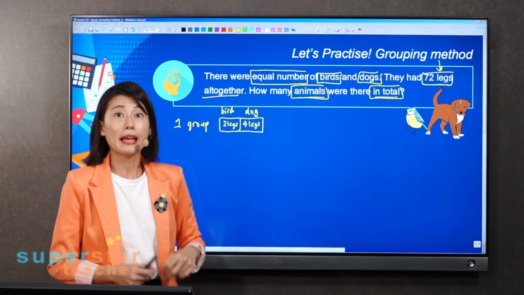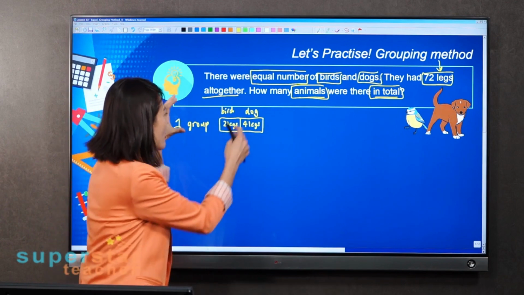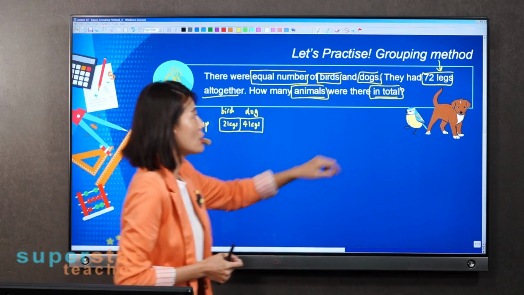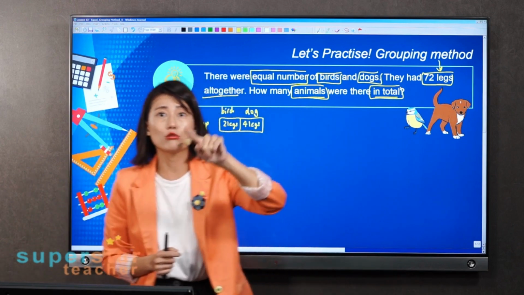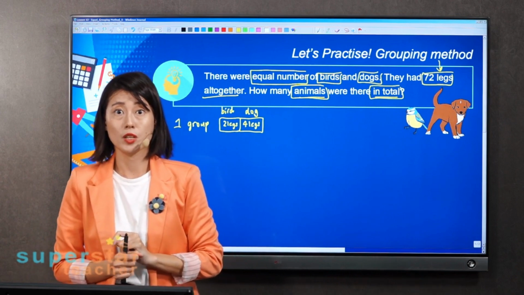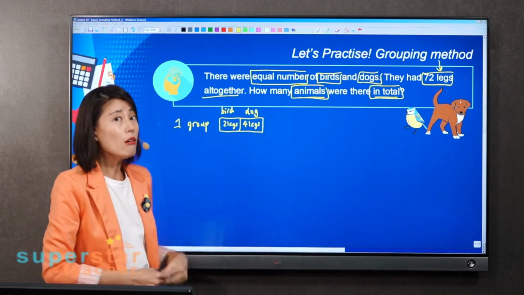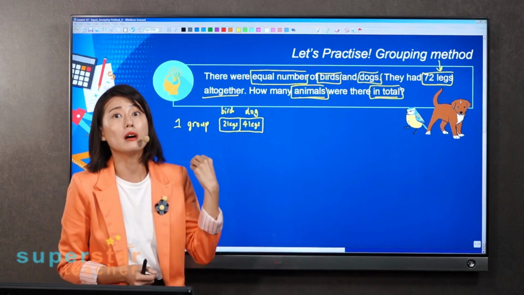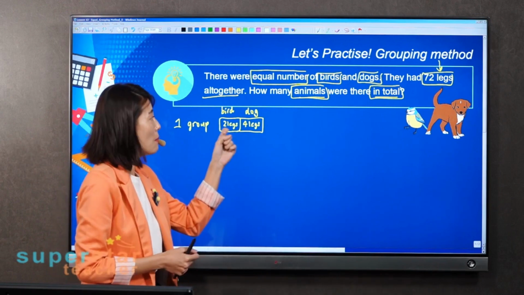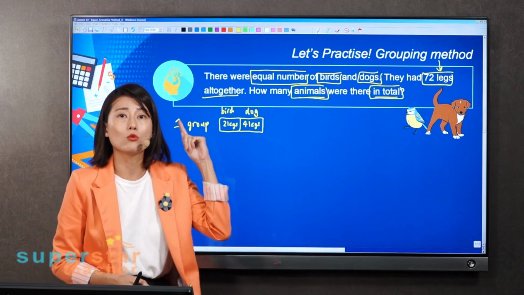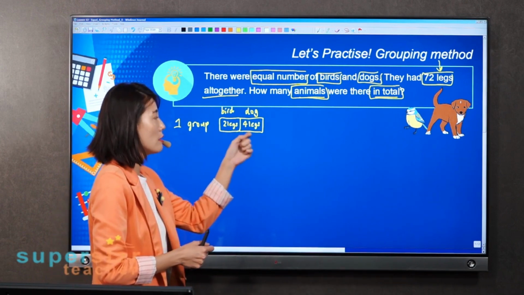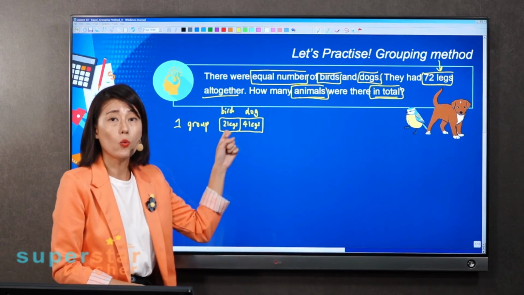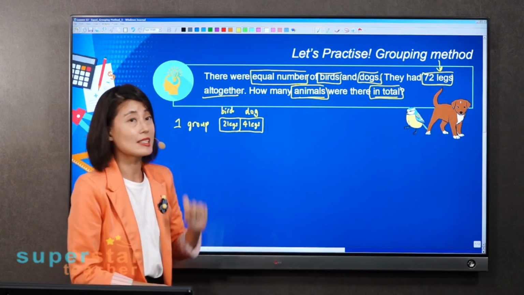All right. Then now what's next? So now that we've identified this one group here, what are we going to do next? Okay, go back to the question. The question says that they had 72 legs all together. So for this grouping here, we are looking at the number of legs. So can somebody tell me how many legs are there in one group? Very important. Is it 2 or 4? No, it's 6. So in one group, there is a total of 6 legs here.